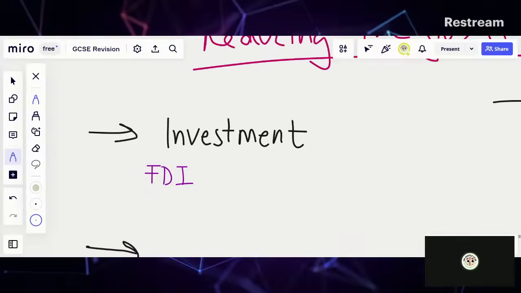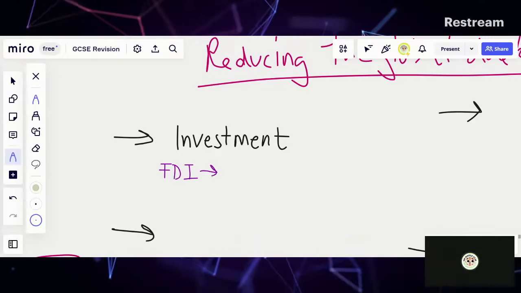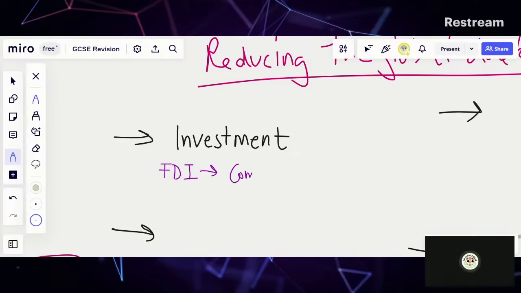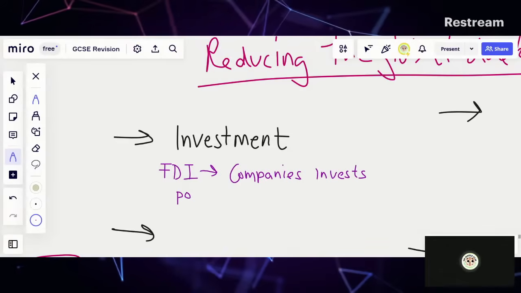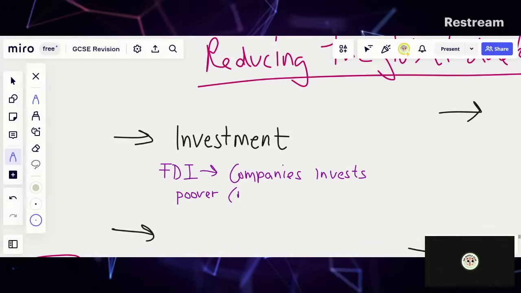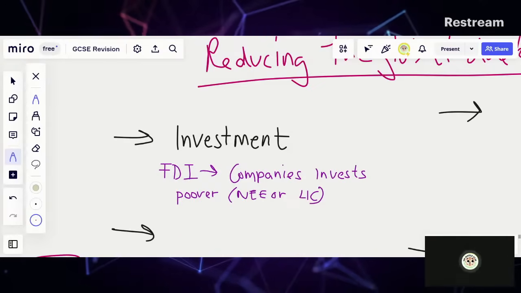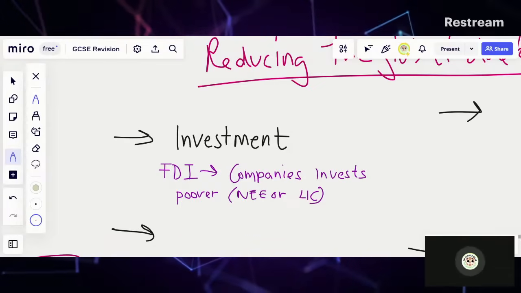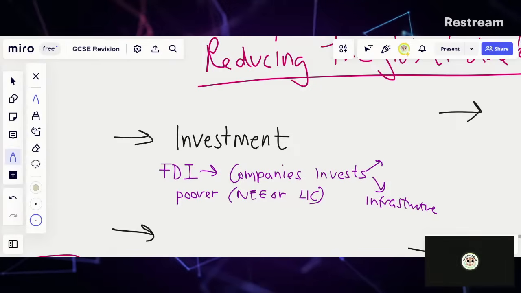So, with FDI, this just means that companies, like rich companies such as Apple, invest in typically poorer countries like newly emerging economies or low income countries, and they do this by investing in infrastructure or investing in property.